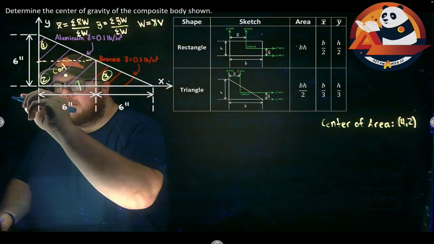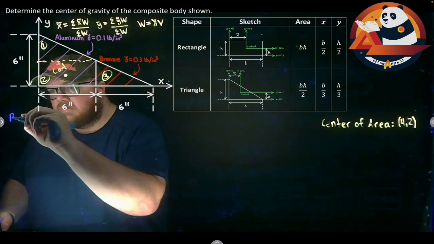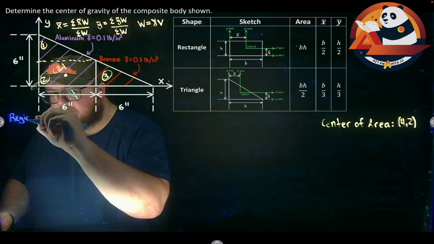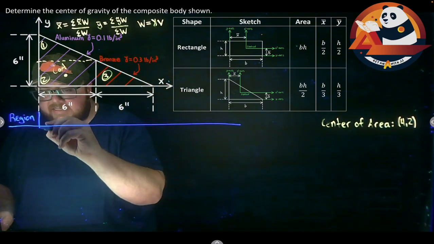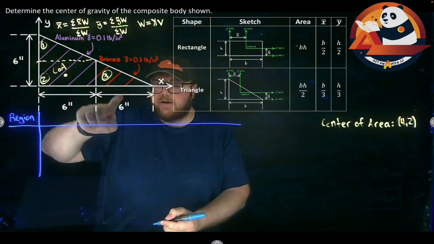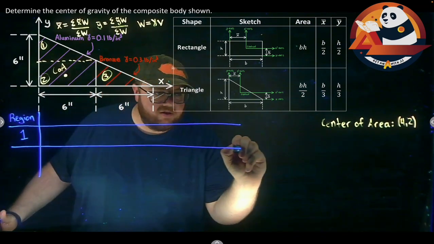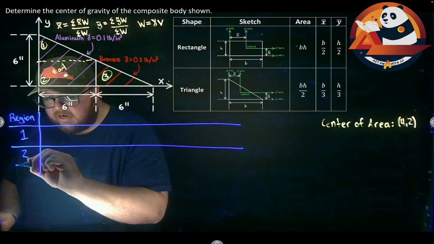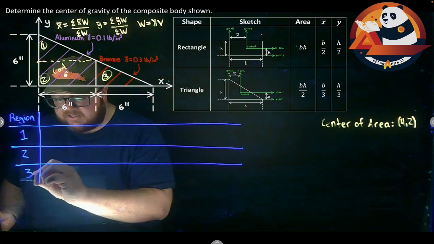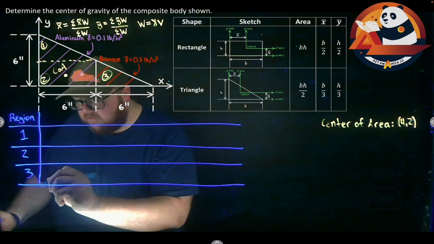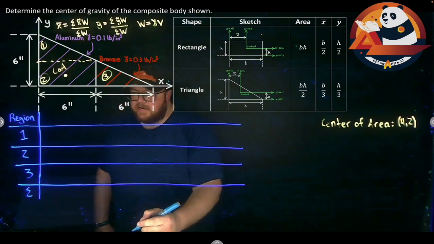Let's start setting up our table. We'll make our first column just be, what's the shape, or let's call them regions this time. What region am I looking at? I need a row for every piece I just broke that up into. So 1, 2, 3, and then we'll put in a summation. Region 1, our aluminum triangle. Region 2, our aluminum rectangle. Region 3, our bronze triangle. And at the end, we'll also need to sum some things up, so we'll put in a summation row as well.